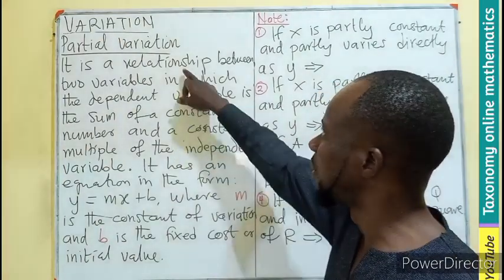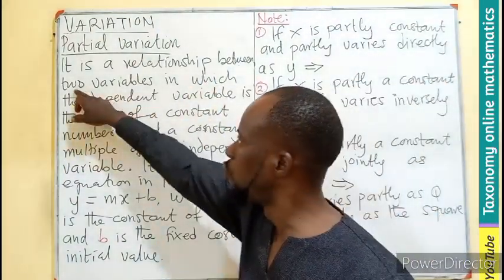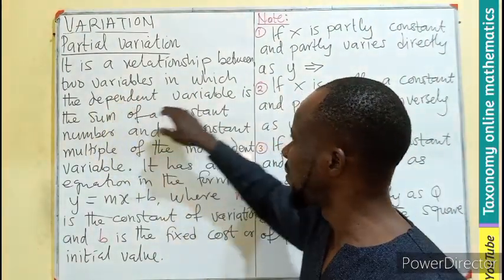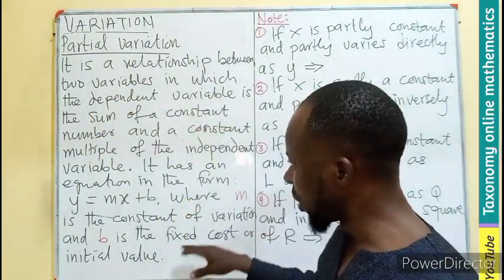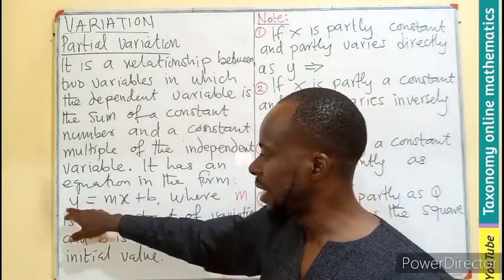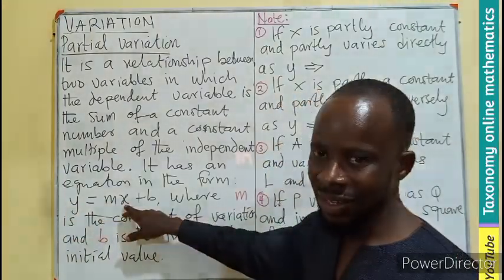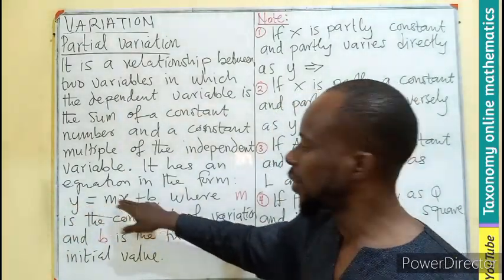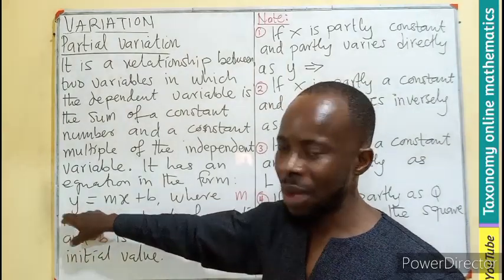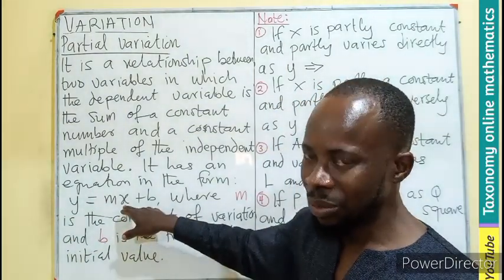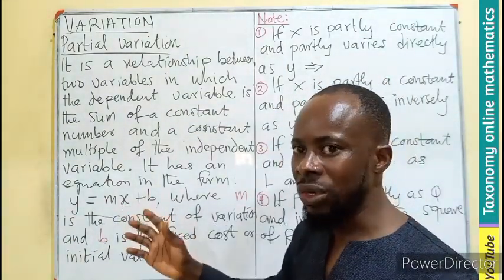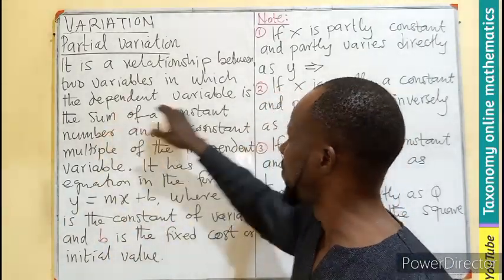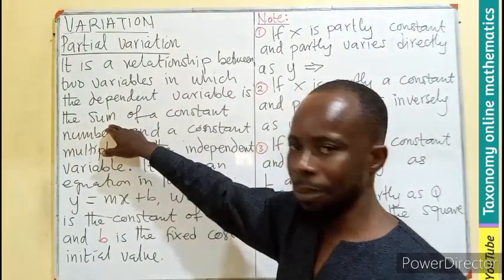It is a relationship between two variables in which the dependent variable, if you have an equation in this form, is depending on this. Before I can know the value of y, I need to know what x is. So this is the dependent variable. This is independent, meaning it is on its own. That is the value I need to know first before I can find y. So the dependent variable is the sum.